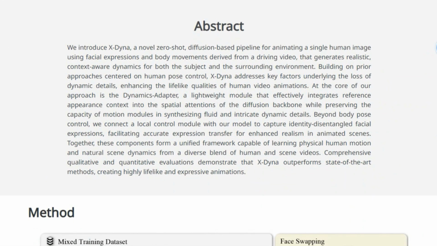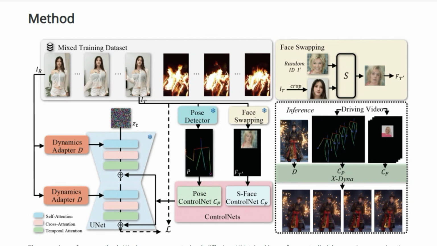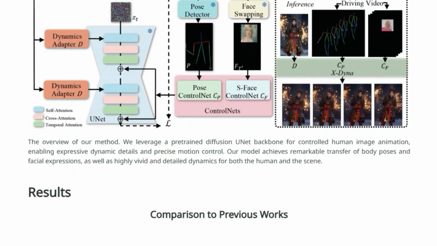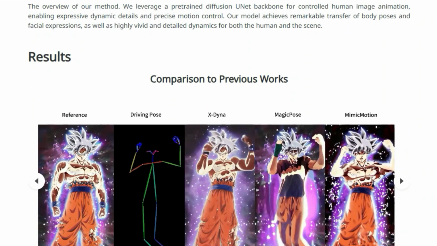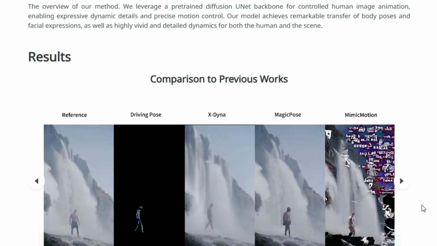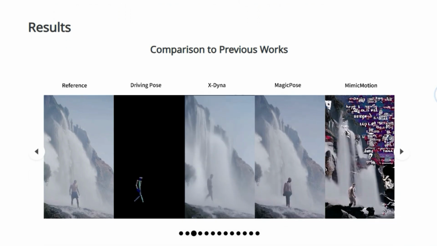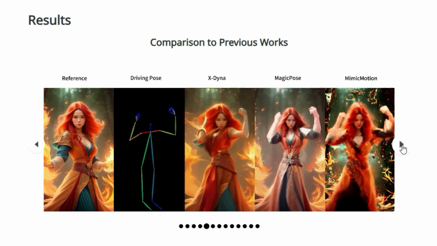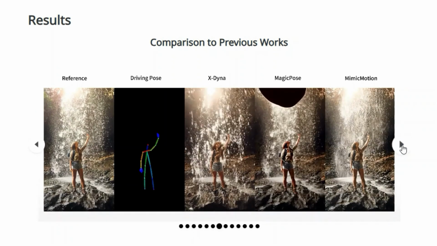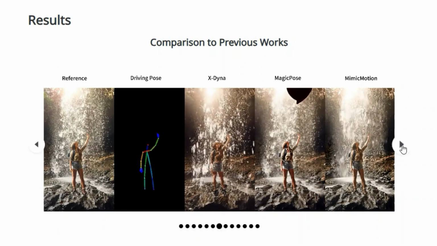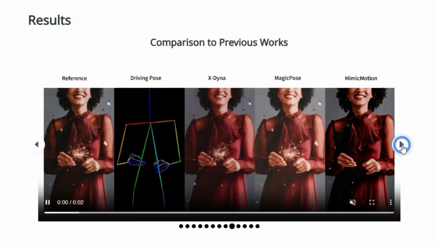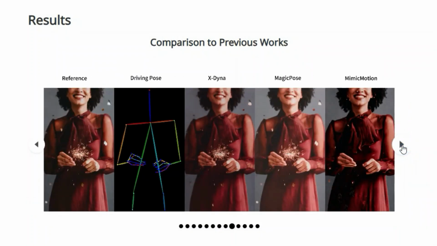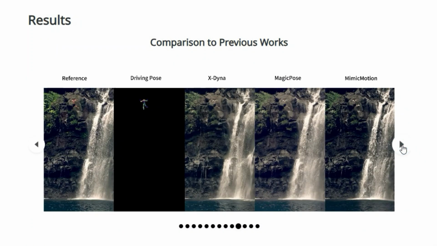What makes X-Dyna unique is its ability to generate realistic, context-aware dynamics for both the subject and the surrounding environment. Unlike previous methods that focus on human pose control, X-Dyna enhances the lifelike quality of human video animations by addressing key factors that lead to the loss of dynamic details. At the core of X-Dyna is the Dynamics Adapter, a lightweight module that integrates reference appearance context into the spatial attentions of the diffusion backbone. This ensures the model can synthesize fluid and intricate dynamic details while preserving motion module capabilities.